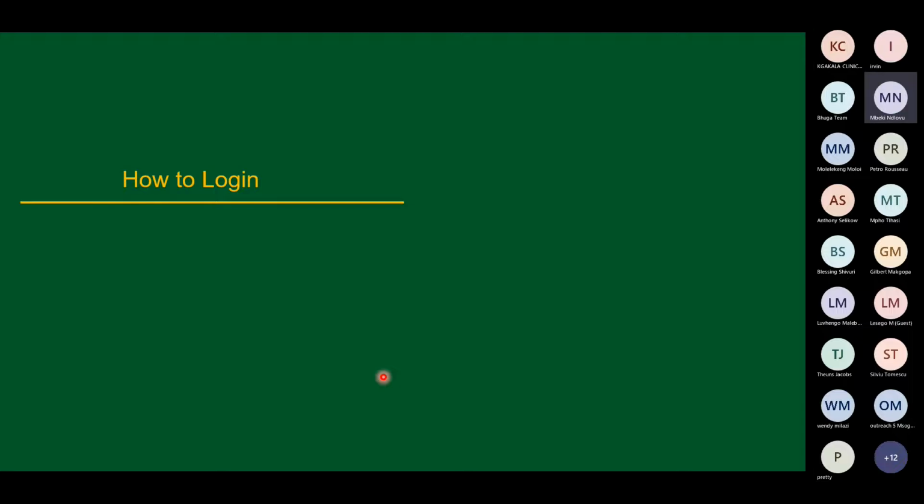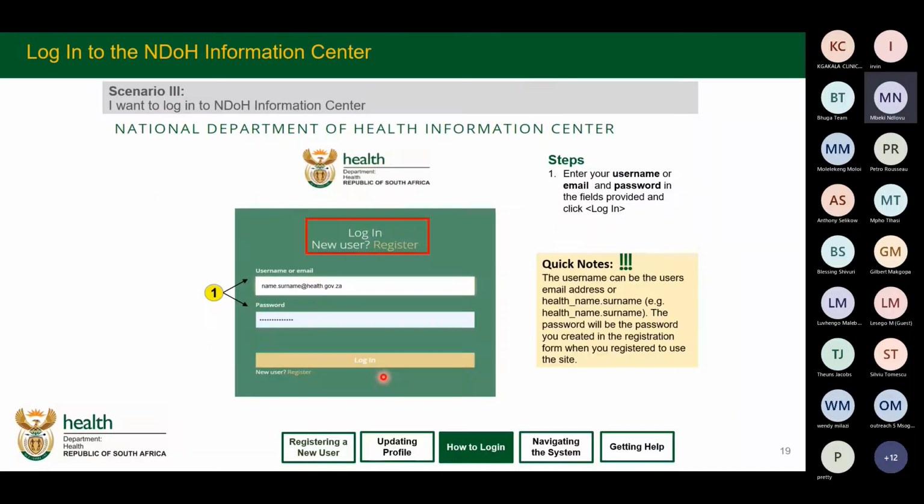Right. The next thing to talk about is the issue of logging in. How do we log in? Remember, we said you have to follow that web link which says login.health.gov.za. So if you type that URL onto a web browser, it will still take you to this page that I showed you earlier on. And this time, instead of going to register, you go straight to username or password.